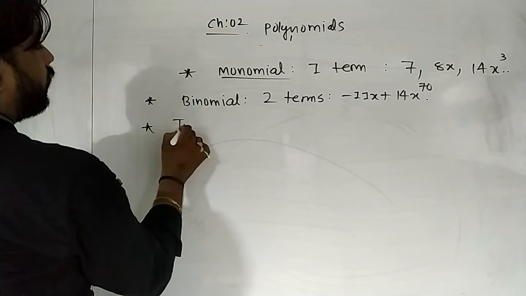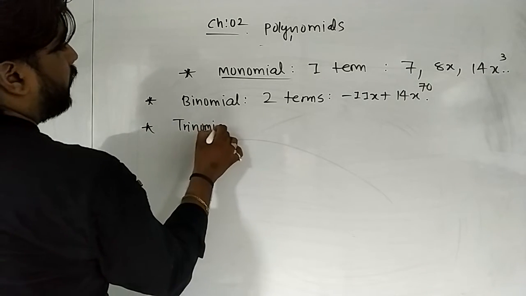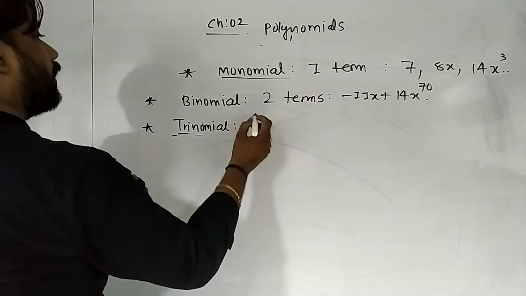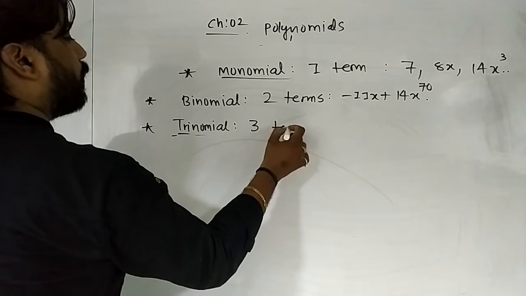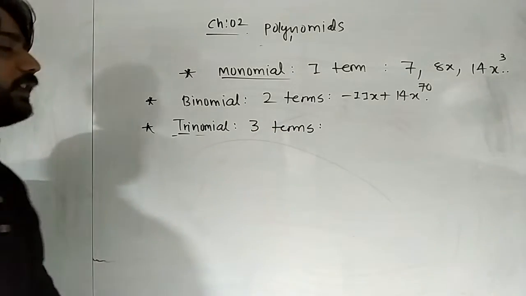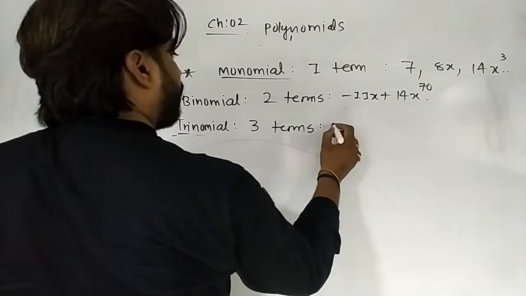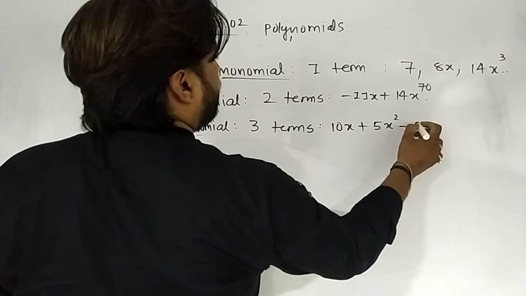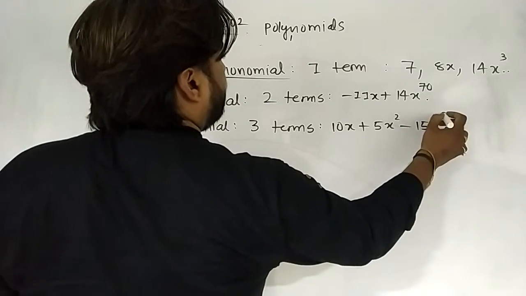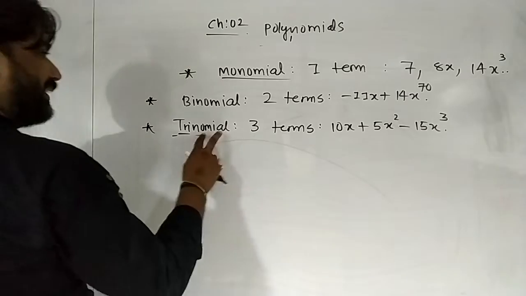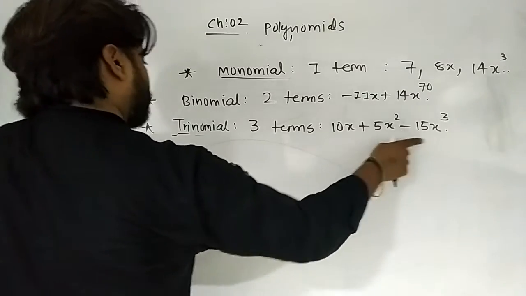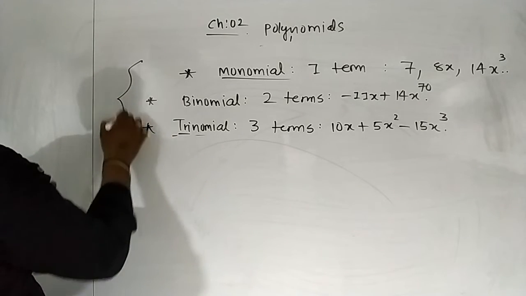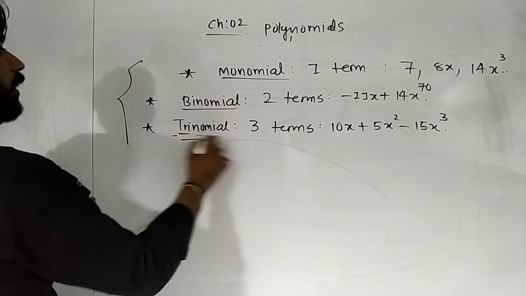Also we have seen what, trinomial. अब ट्राई का मीनिंग है थ्री, तो ट्राइनोमियल का मीनिंग क्या होगा? A polynomial which is having how many terms? Exactly three terms. Let me take one of the examples: 10x plus 5x square minus 15x cube. So this is a polynomial in which there are three terms. So this is known as what? Trinomial.